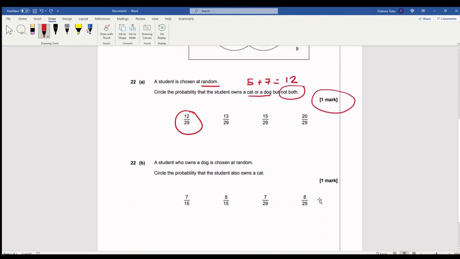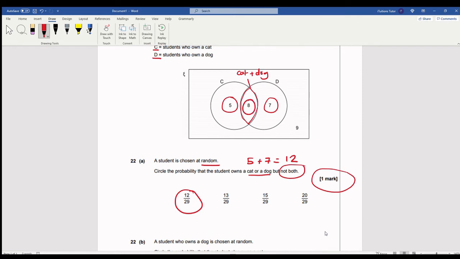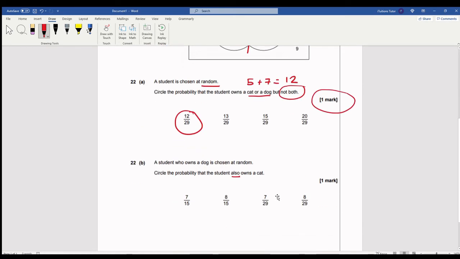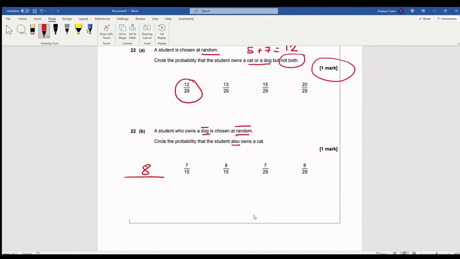Let's have a look at part B of the question. A student who owns a dog is chosen at random. Circle the probability that the student also owns a cat. The intersection tells us students who own a dog and also a cat. So that would be 8. And then because we're being told a student is being selected from dog owners at random, you would add the 8 plus 7, which gives us 15. So the answer is 8 over 15. And this is also worth 1 mark.